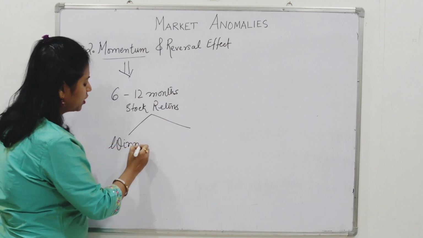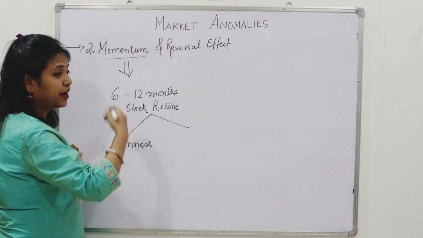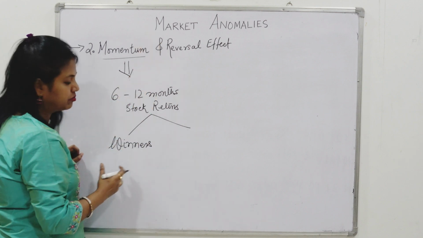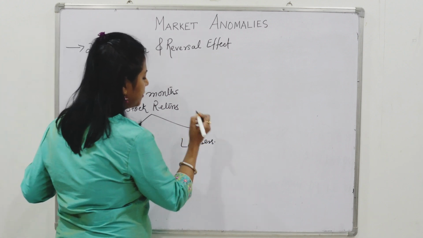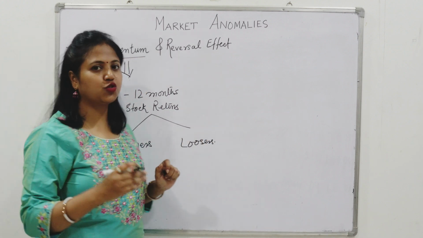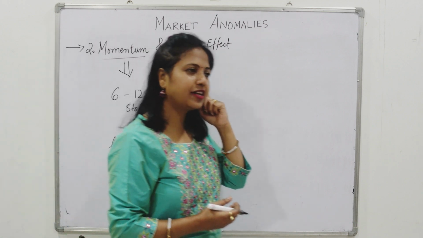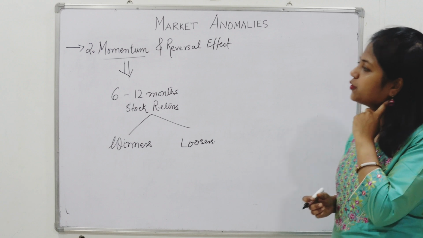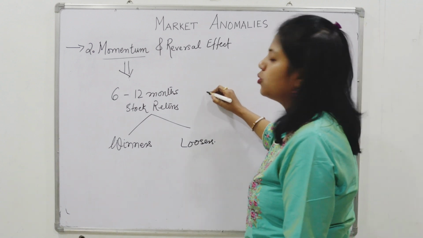Which are the winners? Winners means the ones showing a price rise for the last 6 to 12 months, and which are the losers? That means the ones showing a decline over the past 6 to 12 months on average, right? Now how will it help you? This will help you because there is something called momentum.